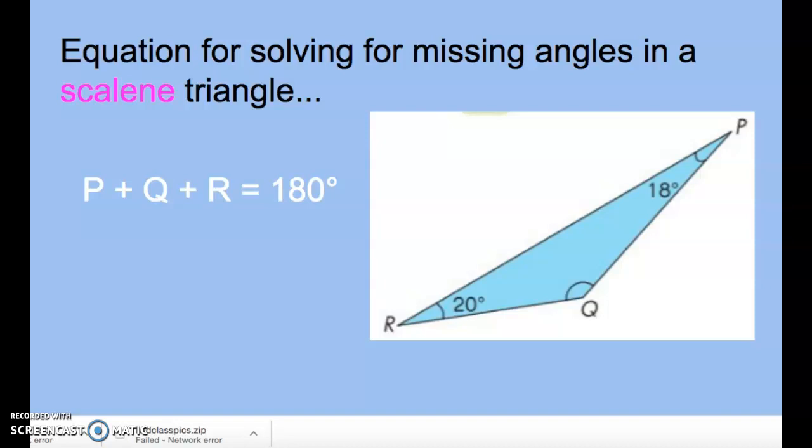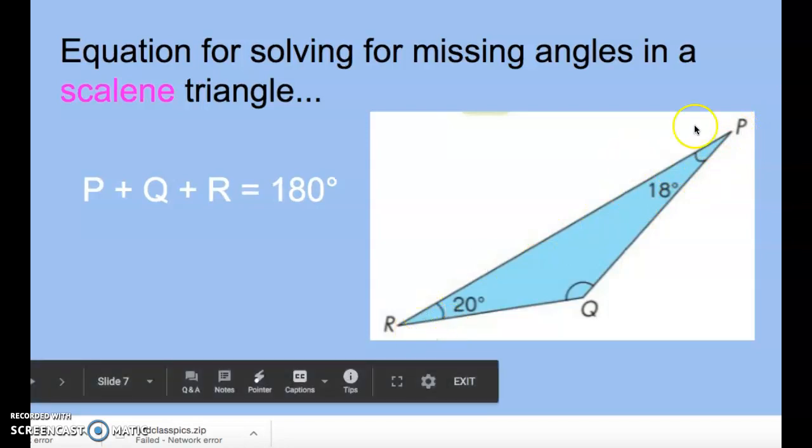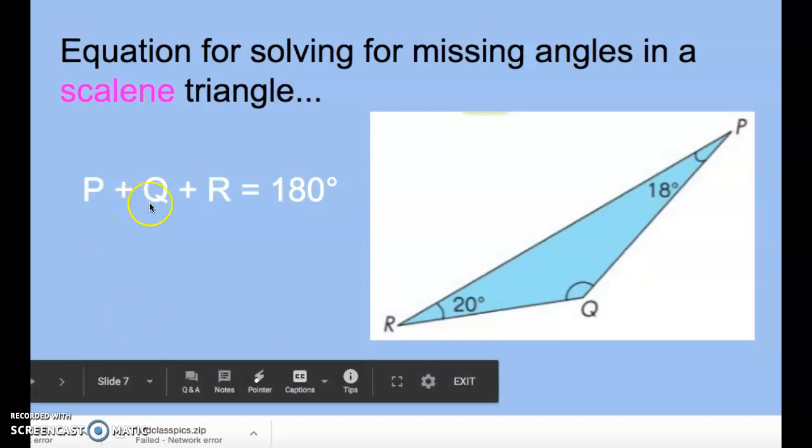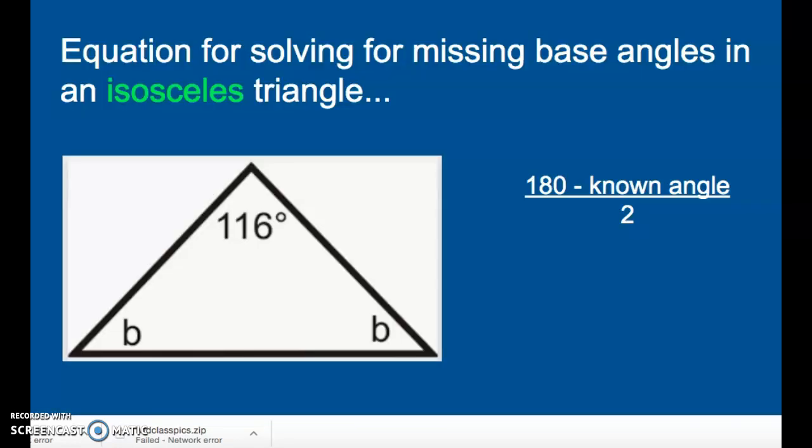Here's an equation for solving for missing angles in a scalene triangle. Now this triangle happens to be named PQR. The triangle can be named whatever the author decides to name it. So in this problem, it is P plus Q plus R equals 180 degrees.